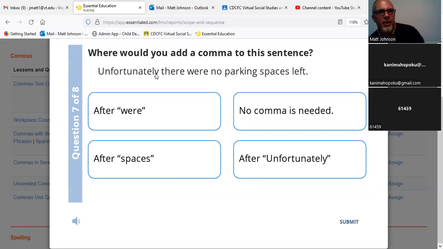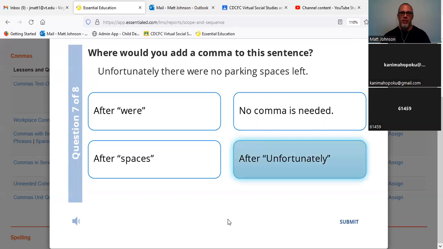Okay, next one. Where would you add a comma here? So unfortunately, there were no parking spaces left. So there were no parking spaces left, right? That's our complete idea. Unfortunately, it's not an essential word. It explains the situation. It was unfortunate that I couldn't find a parking space, but it's not essential to the idea. The essential idea is there were no parking spaces. So after unfortunately, comma. Yep. And submit.